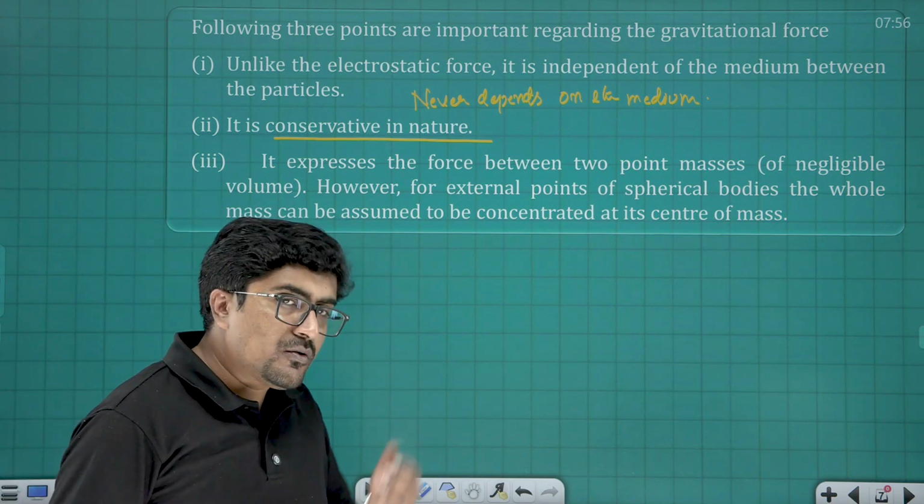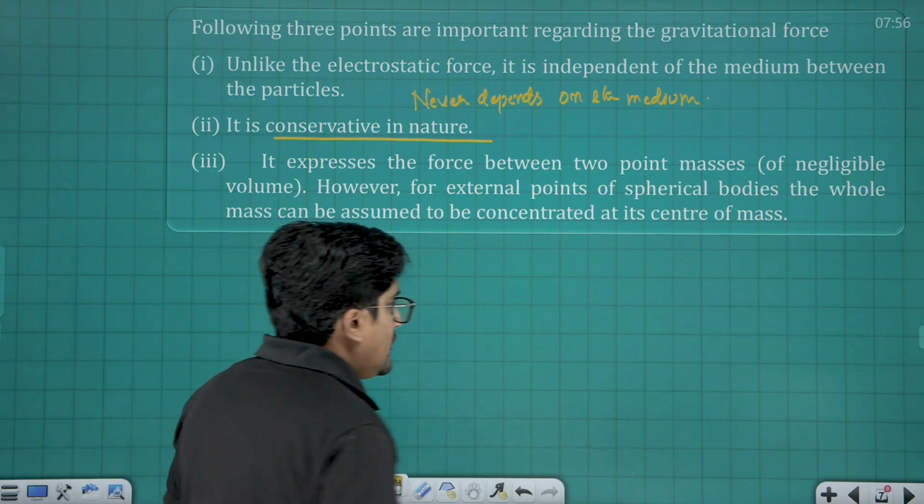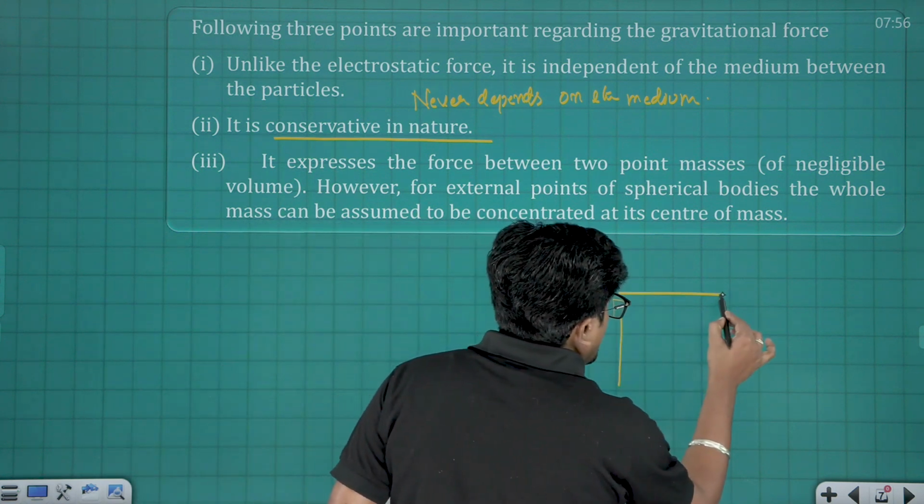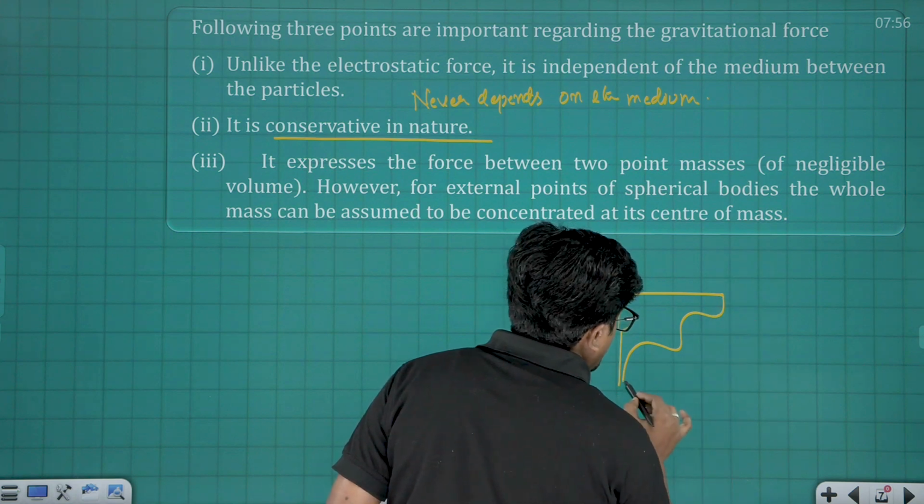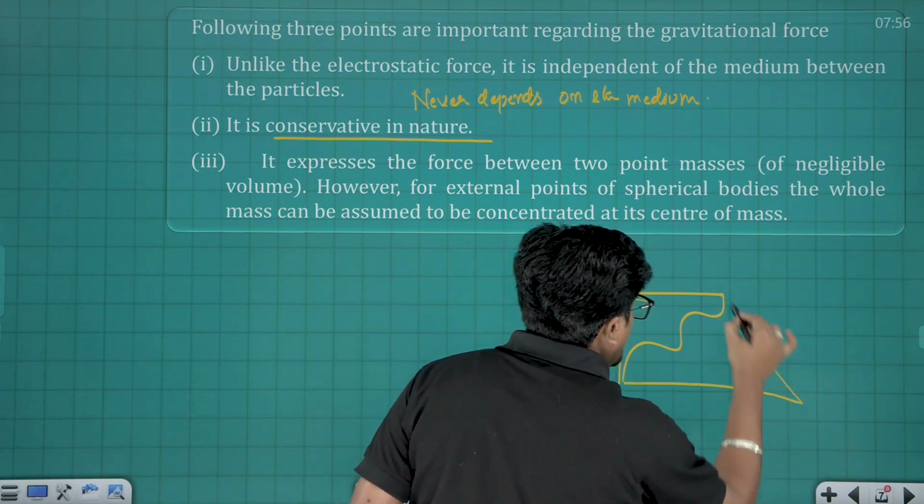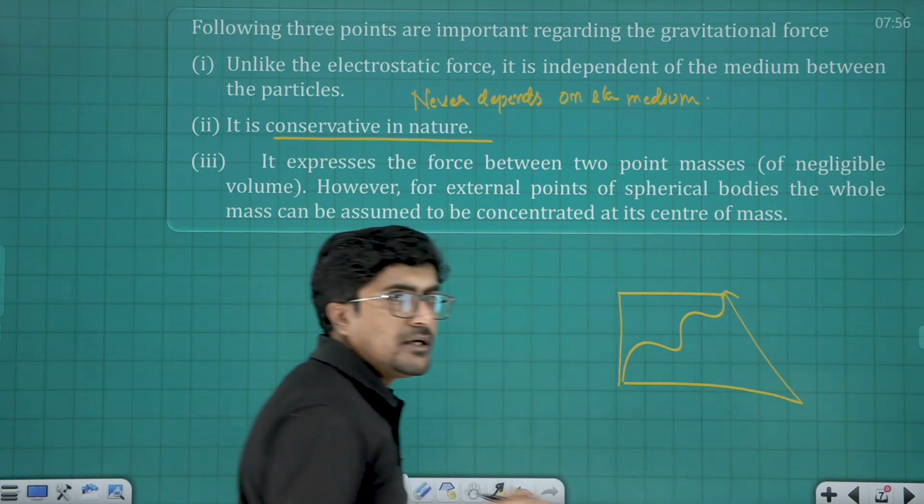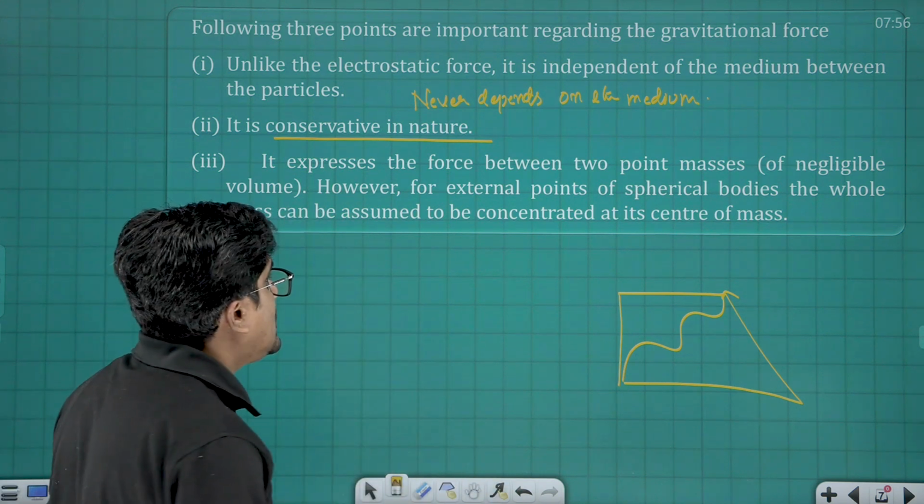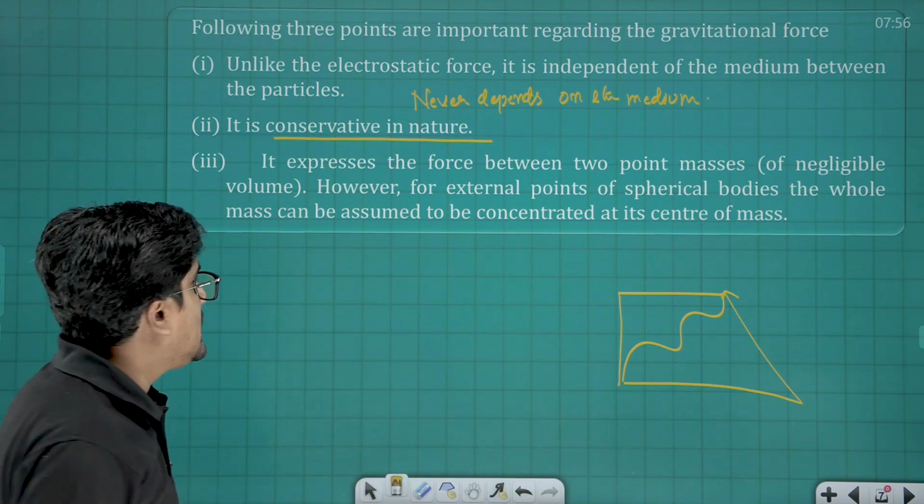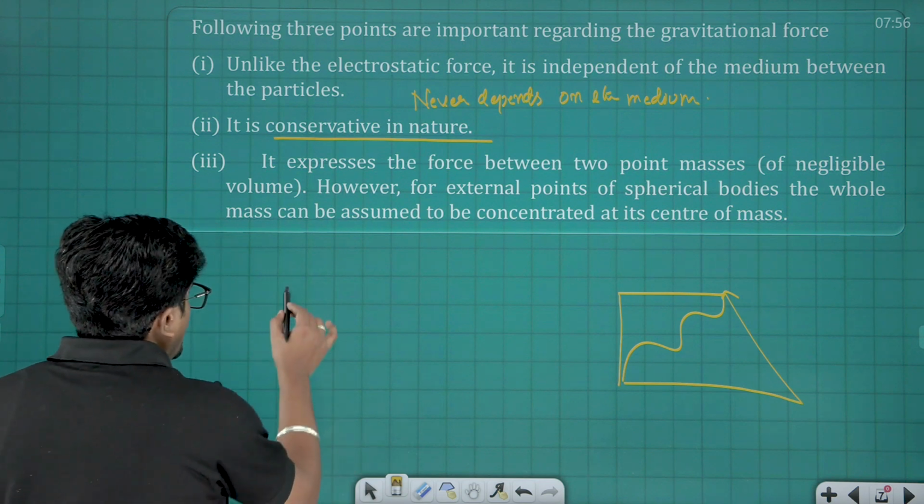And if those questions come, you must understand, if you take a body to a particular height by this path, or by that path, or by any other path, the work done is the same. It's conservative in nature. And next one is, it is a central force.